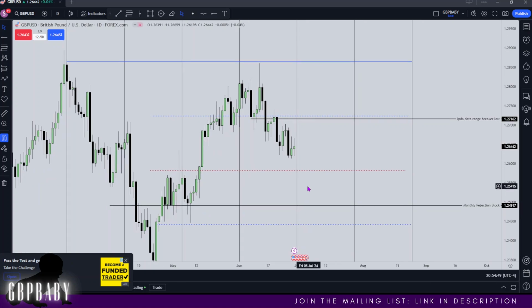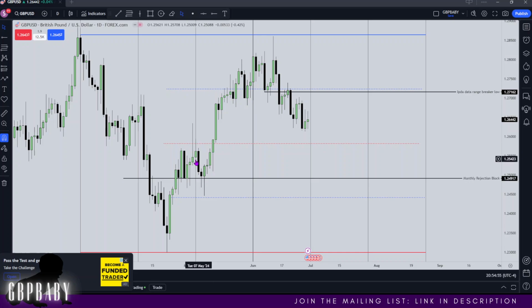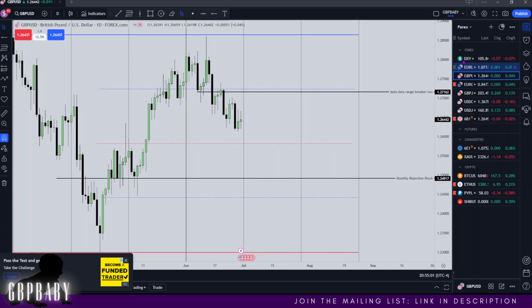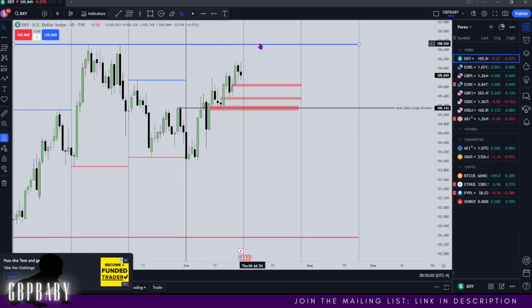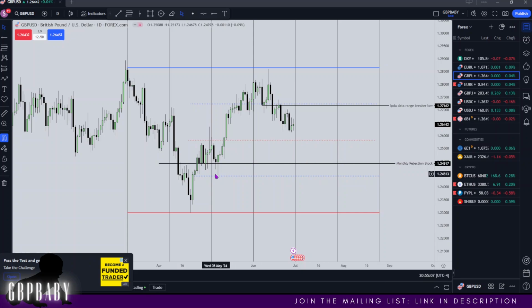And then in terms of discounts and stuff, we have that monthly rejection block level, which was below here. And there's a huge consolidation here that I would think would be able to provide support. But honestly, if we're expecting dollar to be running out highs, then with GBP, in terms of lows, it'd be this low I'd be watching. And that's because it's a data range low.